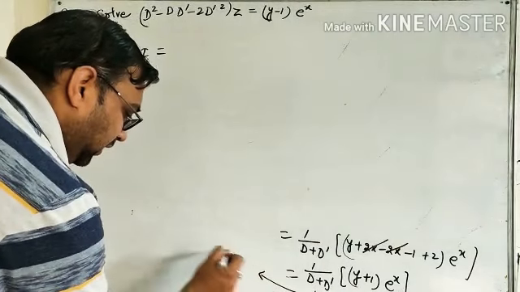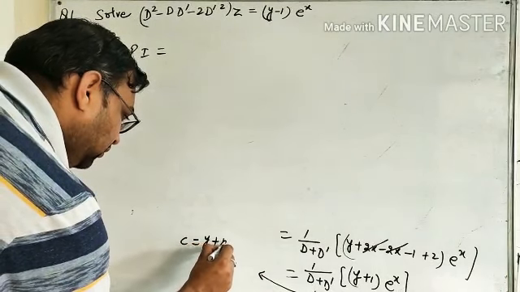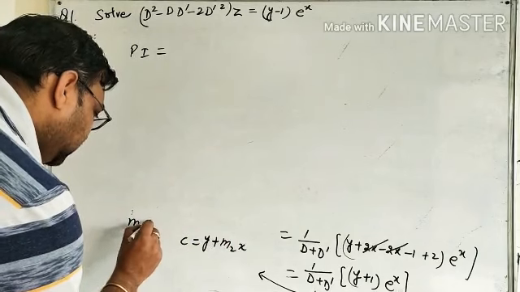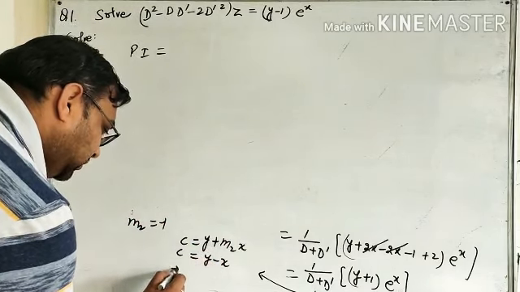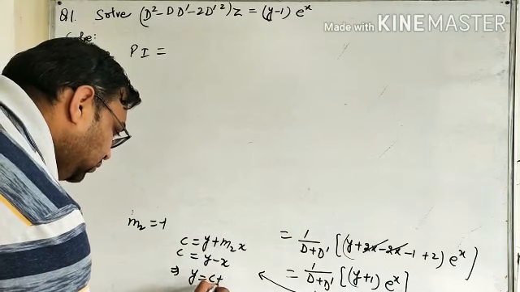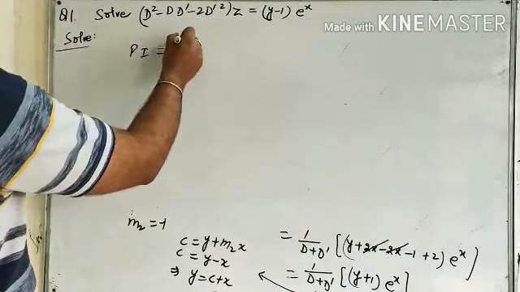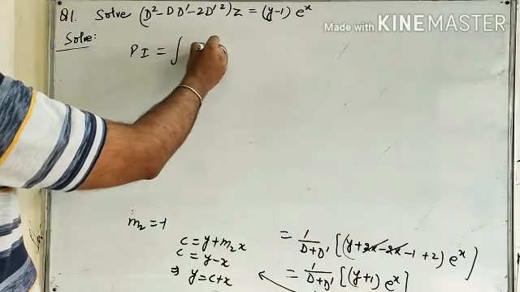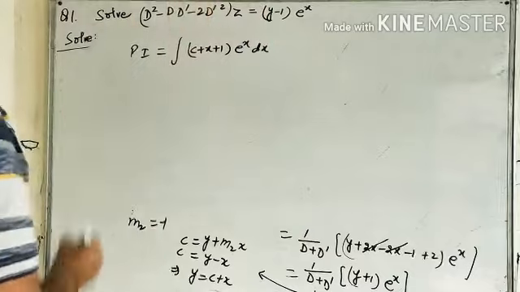What do we have to replace? We have to replace c equals to y plus m2x, and the value of m2 is minus 1. So c equals to y minus x, or y equals to c plus x. So PI is equals to integral c plus x plus 1 e raised to power x dx.